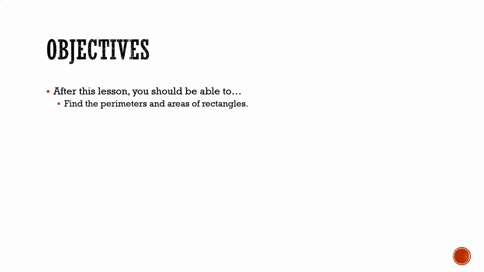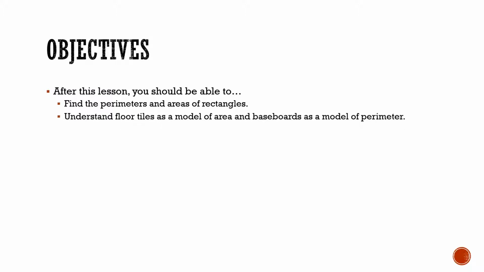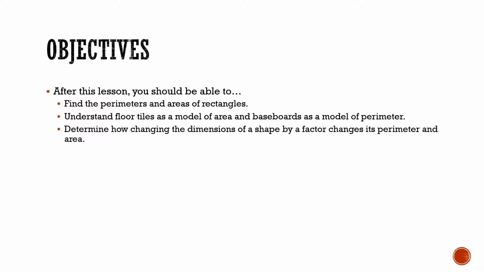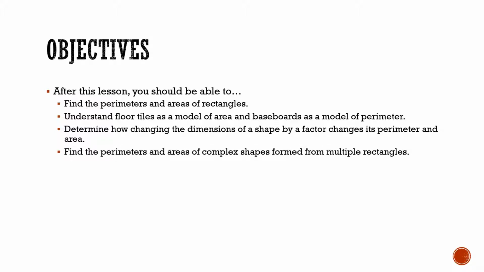Our objectives for today: after this lesson you should be able to find the perimeters and areas of rectangles, understand floor tiles as a model of area and baseboards as a model of perimeter, determine how changing the dimensions of a shape by a factor changes its perimeter and area, and find the perimeters and areas of complex shapes formed by multiple rectangles.